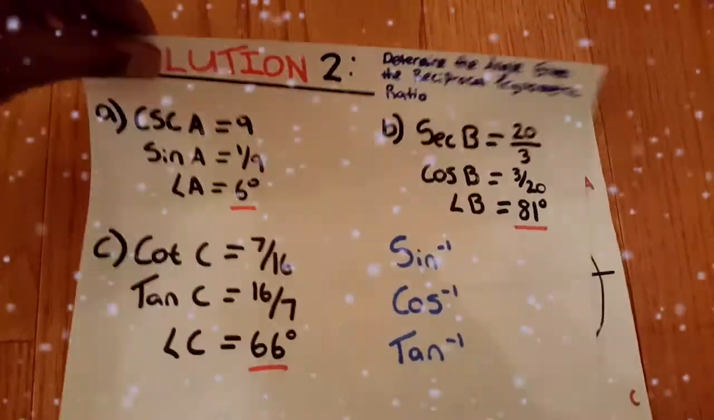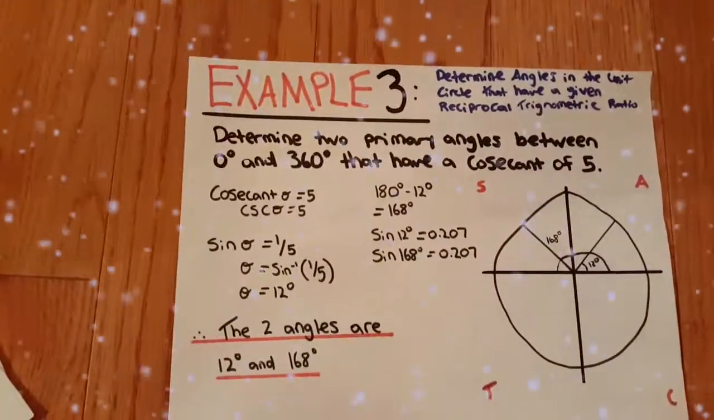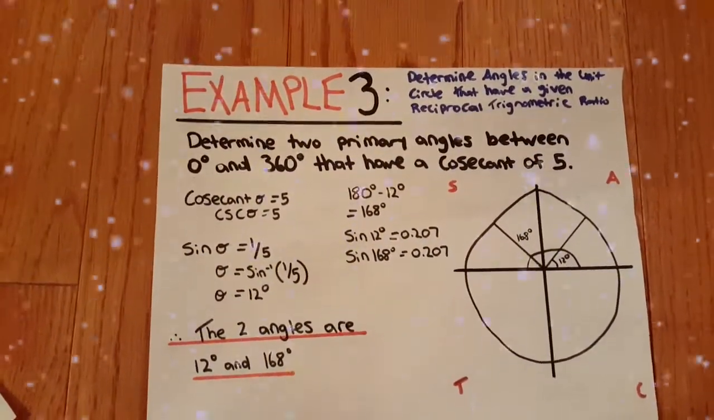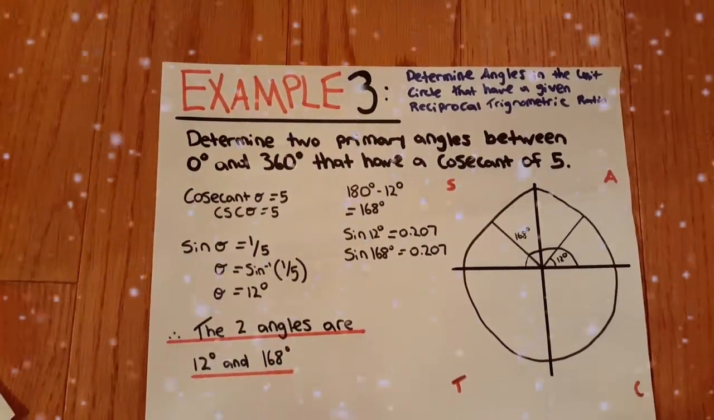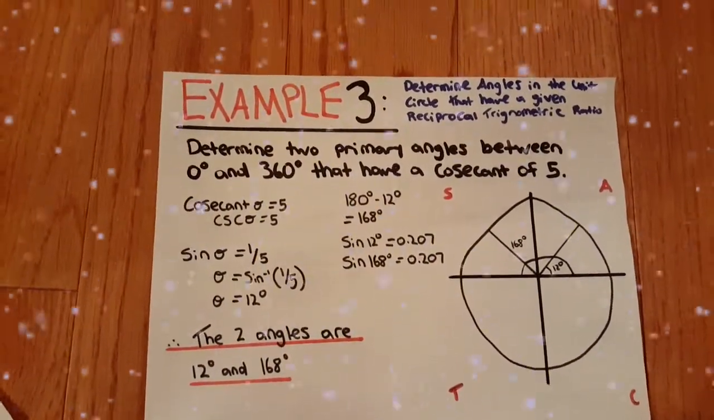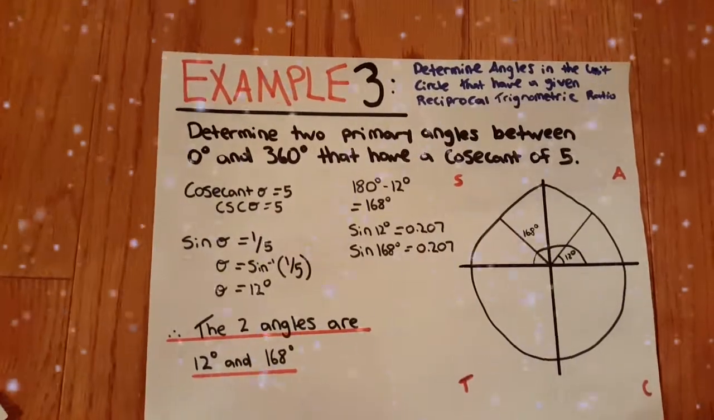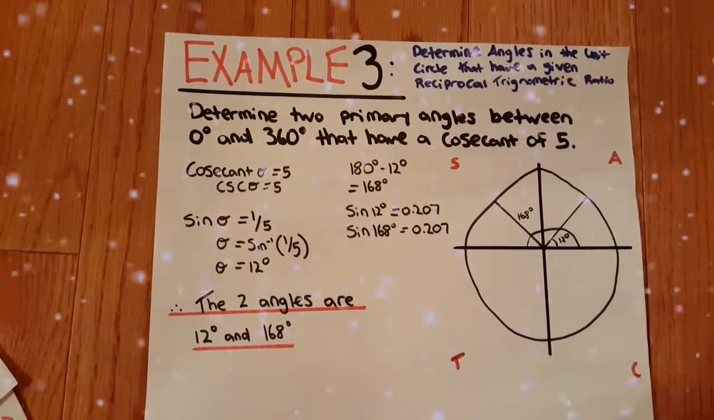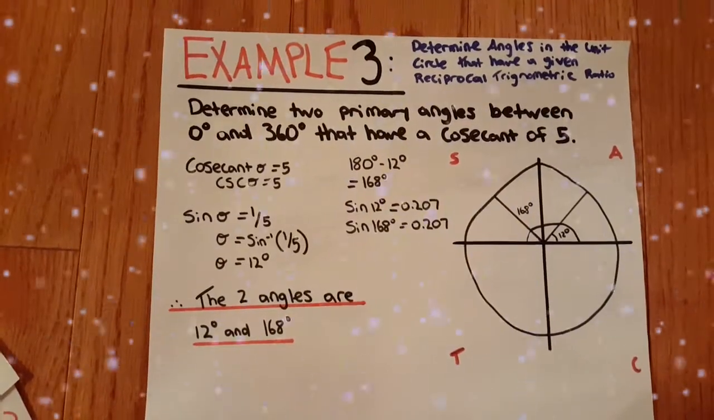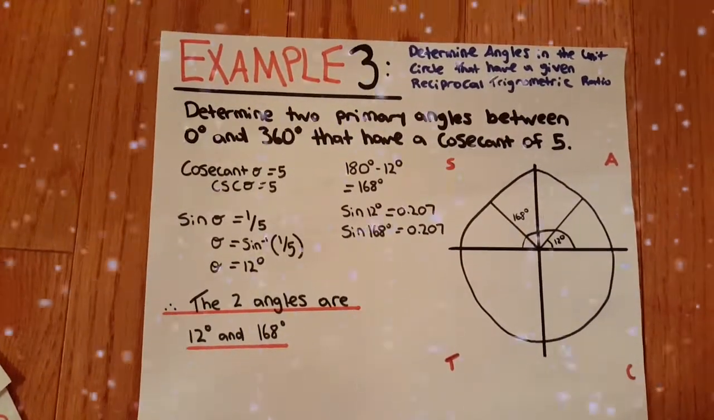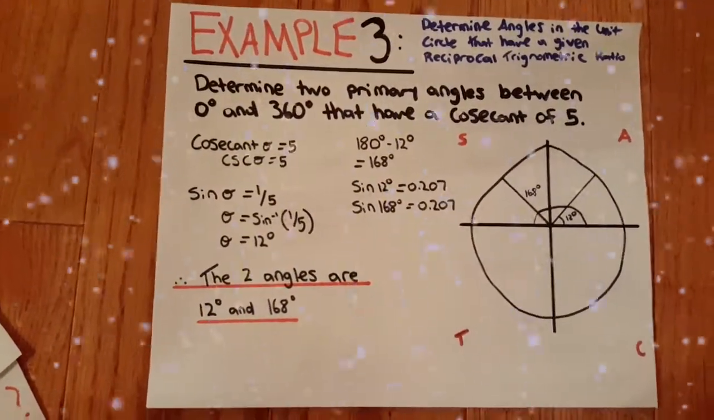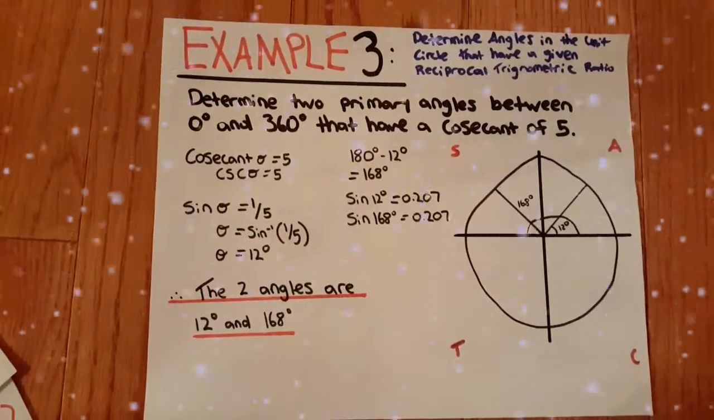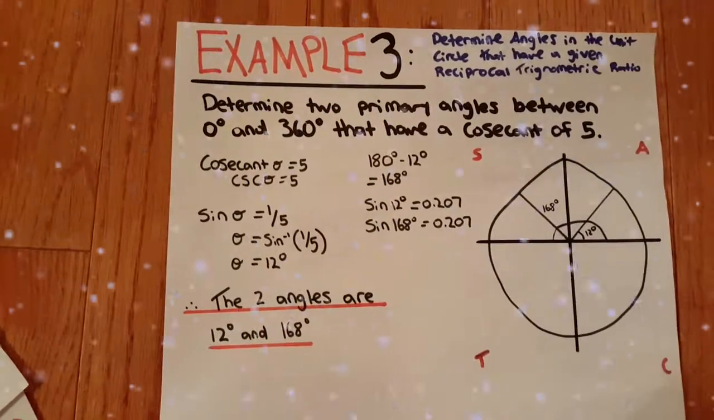Now let's go to example number 3. Determine two primary angles between 0 degrees and 360 degrees that have a cosecant of 5. Let's look over here. On the right hand side, I have a grid with a circle that measures all, sine, tangent, and cosine. That's what the letters stand for. I tried to draw a circle, it didn't turn out that well.